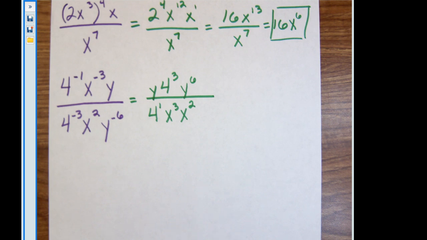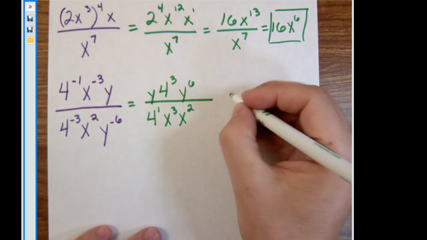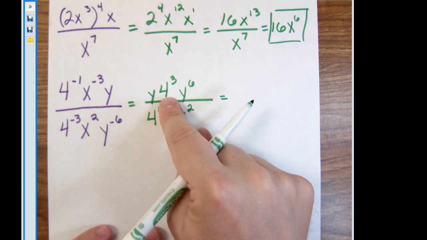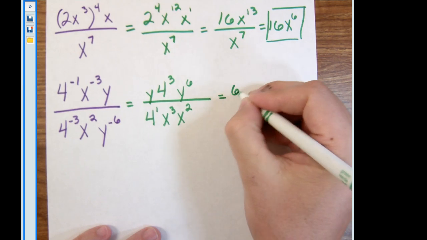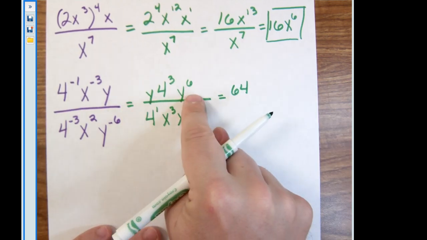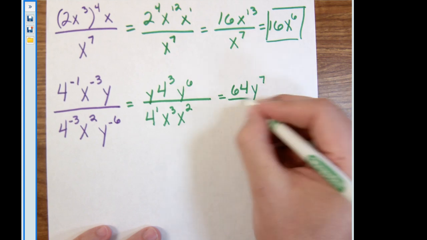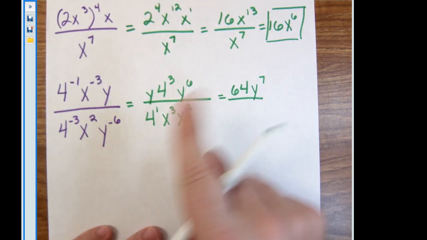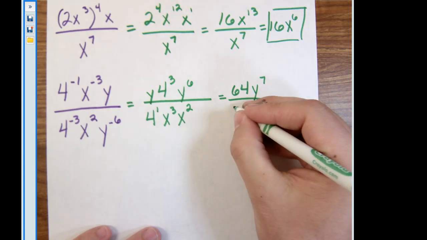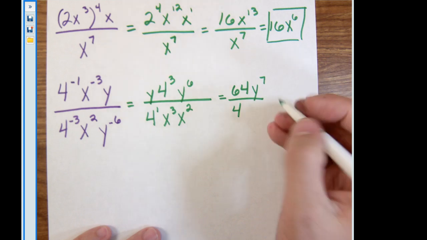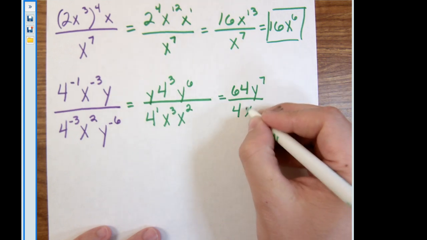Yeah, we can combine the y's and the x's. So let's go ahead and do 4 to the third. 4 times 4 times 4, 64. Y and y to the sixth gives us y to the seventh. Now on the bottom, 4 to the first is just 4. X cubed, x squared gives us x to the fifth. Great, great.